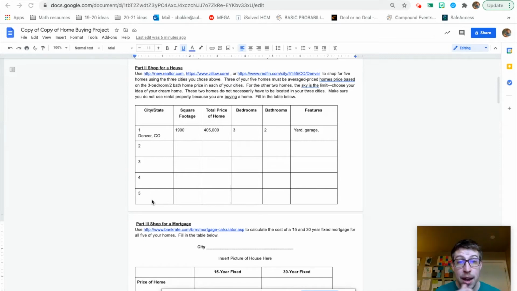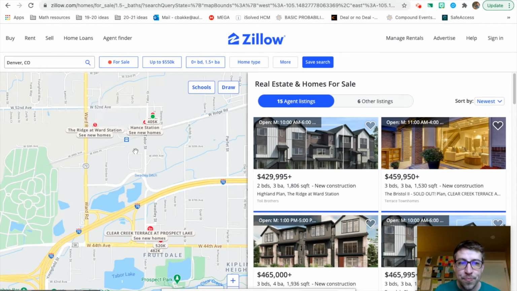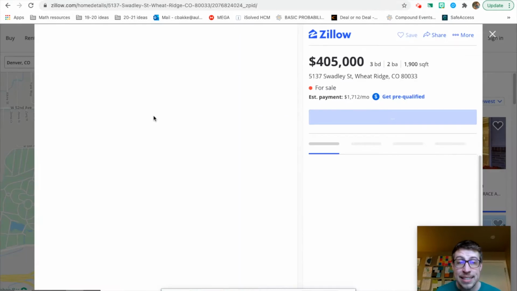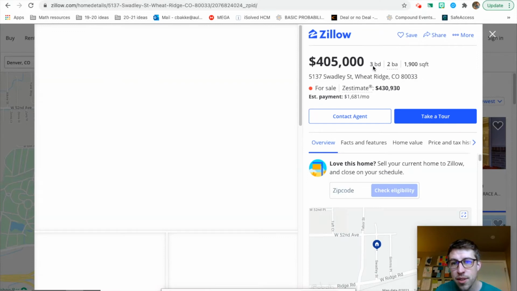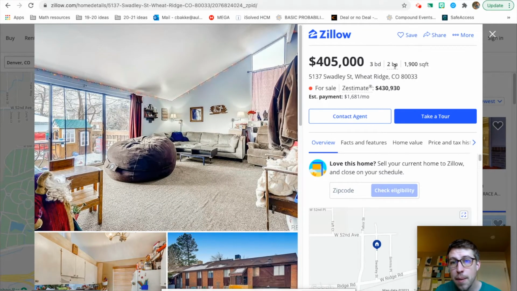So once you've found a couple of your 5 houses for the project and you've gotten the square footage, which is literally just how big your house is, the price, how many bedrooms, how many bathrooms, and any other features you might want to remember. This house that I found over in Wheat Ridge has a nice little yard and a garage, and this is the one that I'm using. But right here, guys, is the price, 3BD, that stands for bed, BA stands for bath, and then that's your square footage. So most of what you guys need is literally right there.